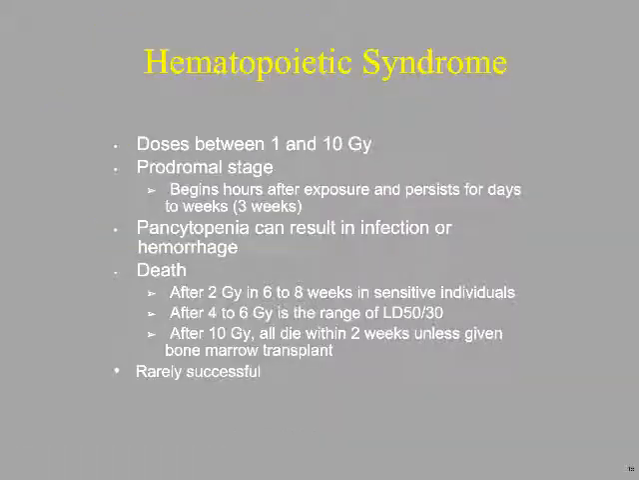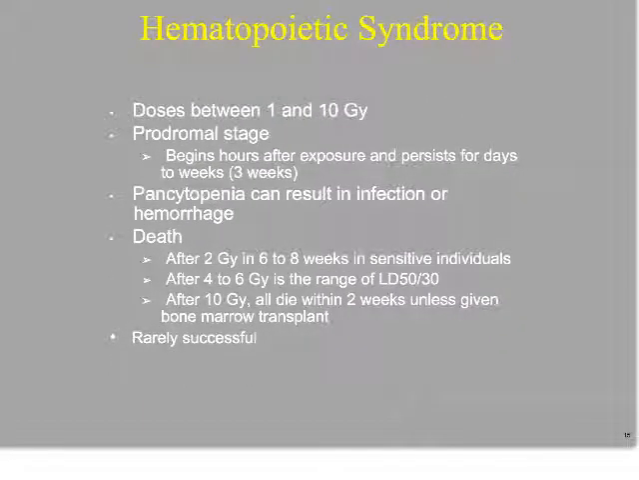So let's look at each one of these syndromes. The first we'll look at is hematopoietic. These are doses between 1 and 10 gray. The prodromal stage will begin within hours after exposure and persist for days to weeks. Pancytopenia just means that throughout the entire blood system, white blood cells, T cells, red blood cells, all of them experience decreased populations, and that results in either infection or hemorrhage.